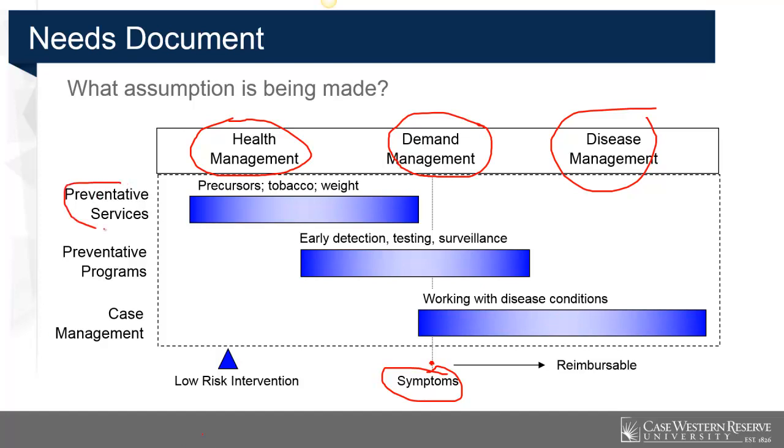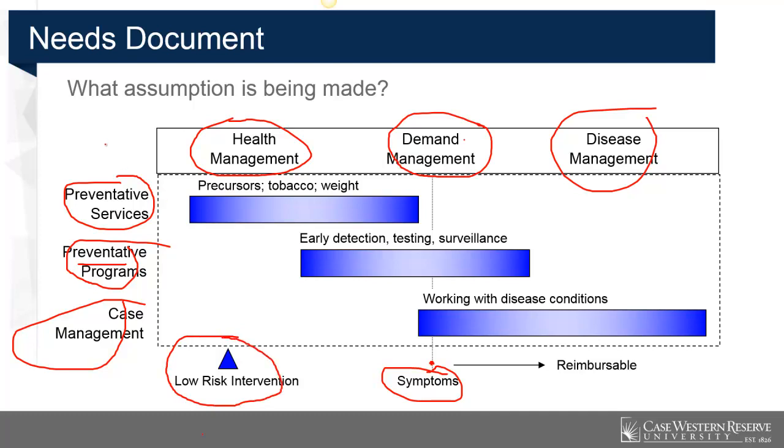On the health management side, this would be dominated by preventive services. Demand management, we'd probably look at more preventative programs. Of course, up here we have smoking cessation. This could be early testing, detection, surveillance. We can think of a lot of biosensors and wearables that could be used to detect and alert us to certain onset of symptoms that would result in preventative programs. And of course, case management is this long-term association with disease conditions that have been around for a while.